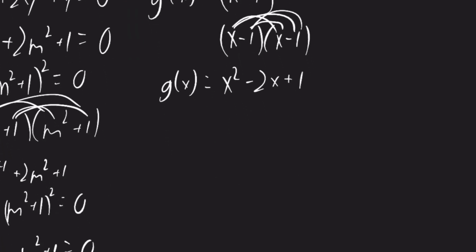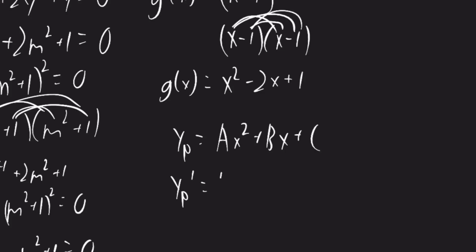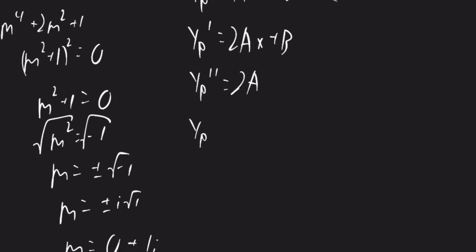This is a quadratic, so our yp is going to be of the form ax squared plus bx plus c. We can take the derivative. Yp prime will be 2ax plus b. Yp double prime will be 2a. Yp triple prime will be 0. And the fourth derivative of yp will also be 0.